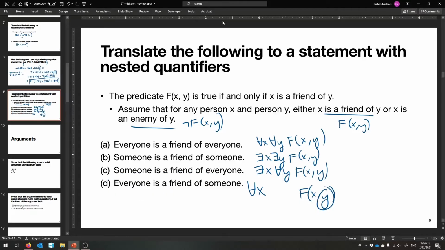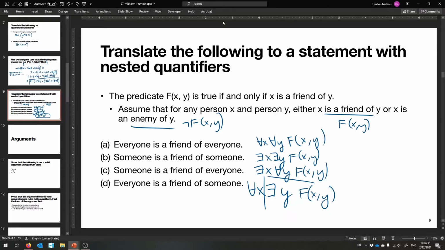So this y is not everyone, it's only certain people, a certain person perhaps. So it's for all x, there exists a y such that f x y is true, okay? So for all x, it's true that this inner part is true. It's true that for somebody called x, there is somebody else, a y, who they're friends with.